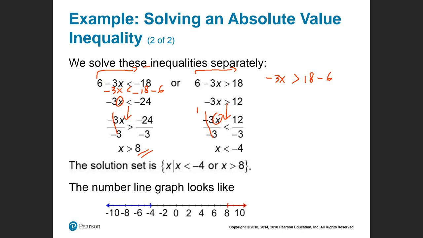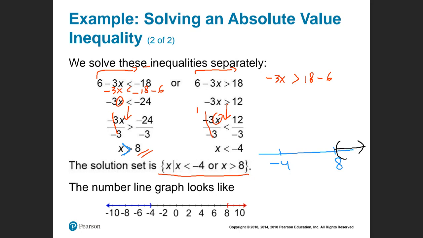So the solution set is, for this one, you have to graph the number line graph. It looks like this, so x greater than 8. This is negative 4, this is 8. X greater than 8, the arrow goes to the right side, open, going to the right side.